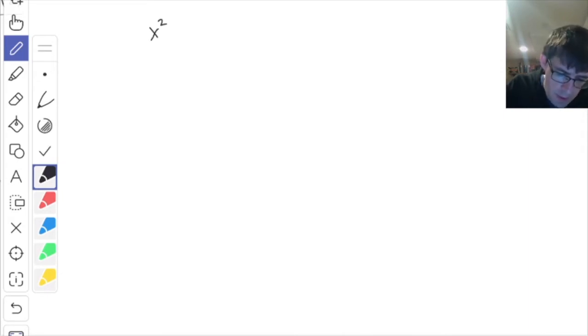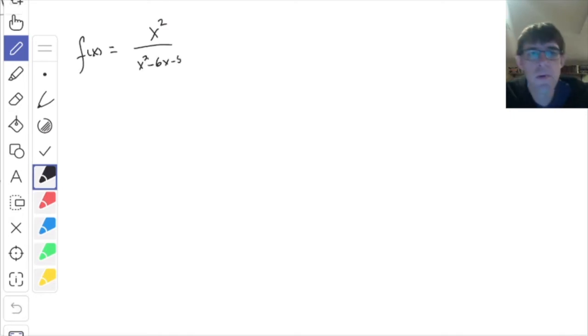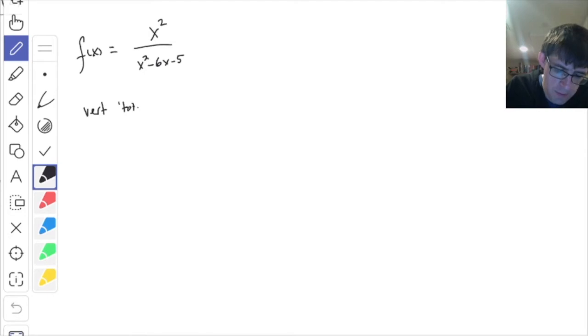Okay, so let's try, this is a harder one. X squared over x squared minus 6x minus 5. All right. So this one is interesting because it has actually two vertical asymptotes. Let's get it going here. So the vertical asymptote, remember you set the denominator equal to 0. So I go x squared minus 6x minus 5. Sorry, I meant plus 5 down there. Sorry about that. Equals 0.